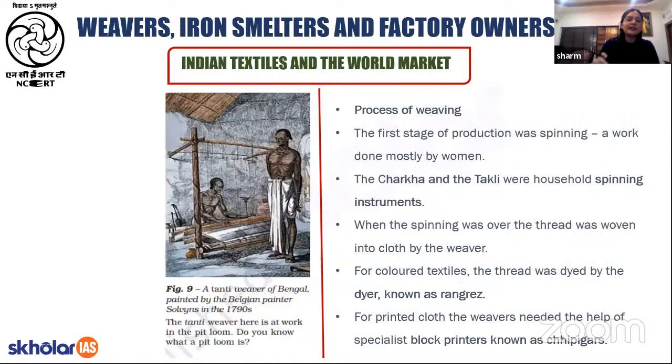Now let's move on to the next slide, students. Right now we had understood who were the weavers, what were the important communities that were a part of our country during the late 18th century. And now, students, we are going to talk about the process of weaving in our country. So students, the process of weaving involves spinning, which was the first stage of production.